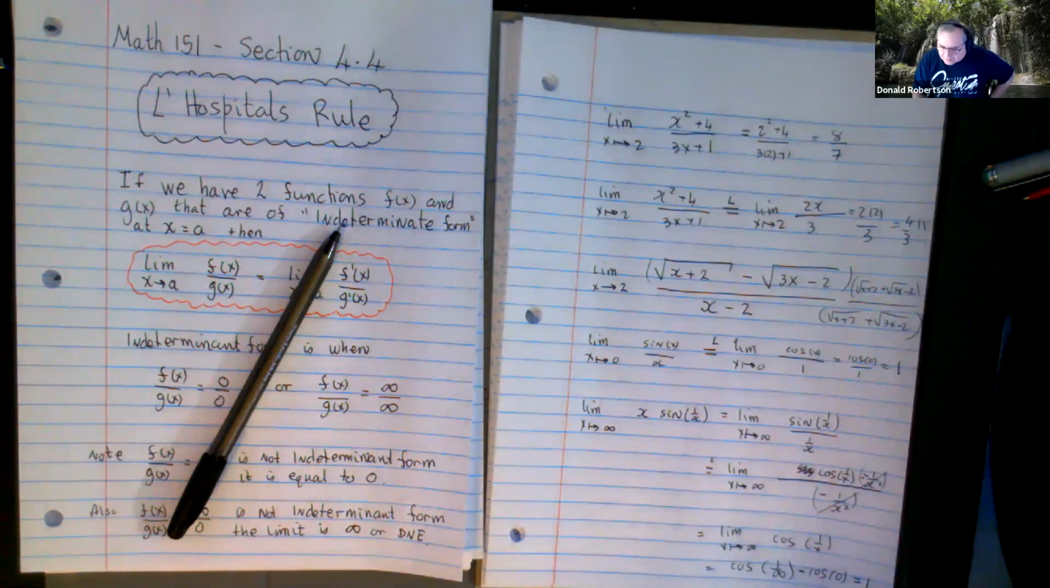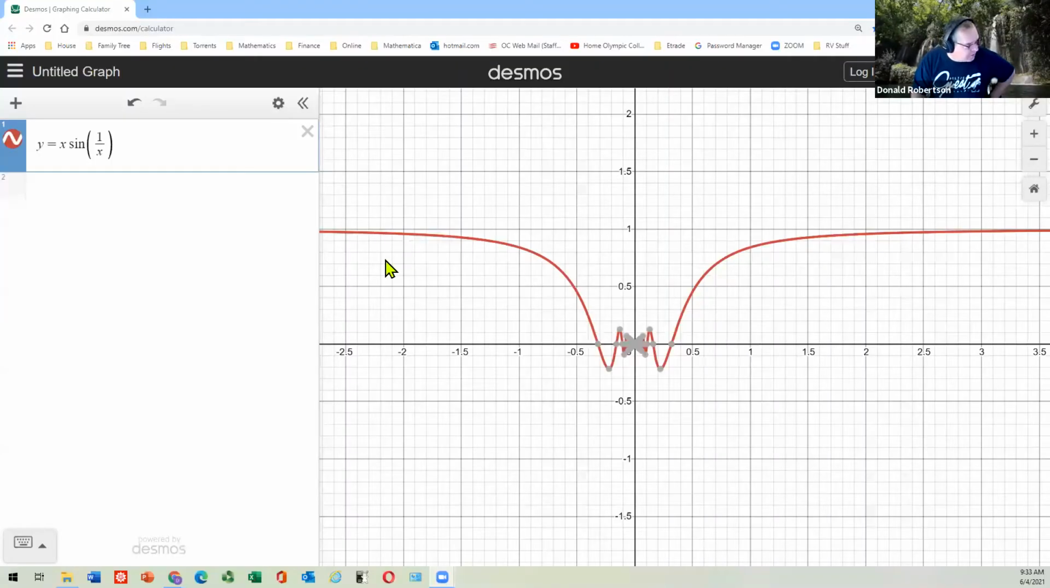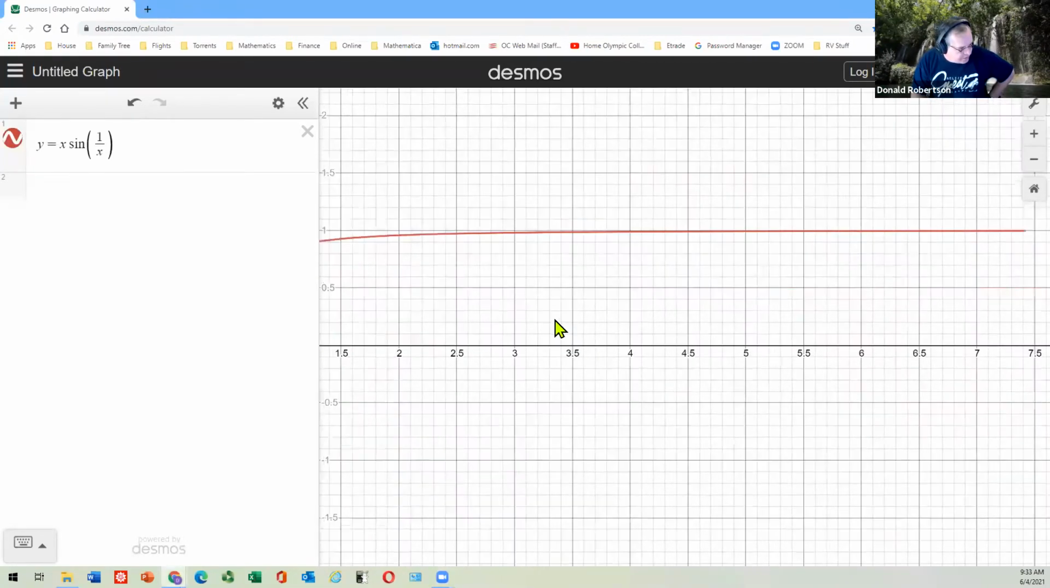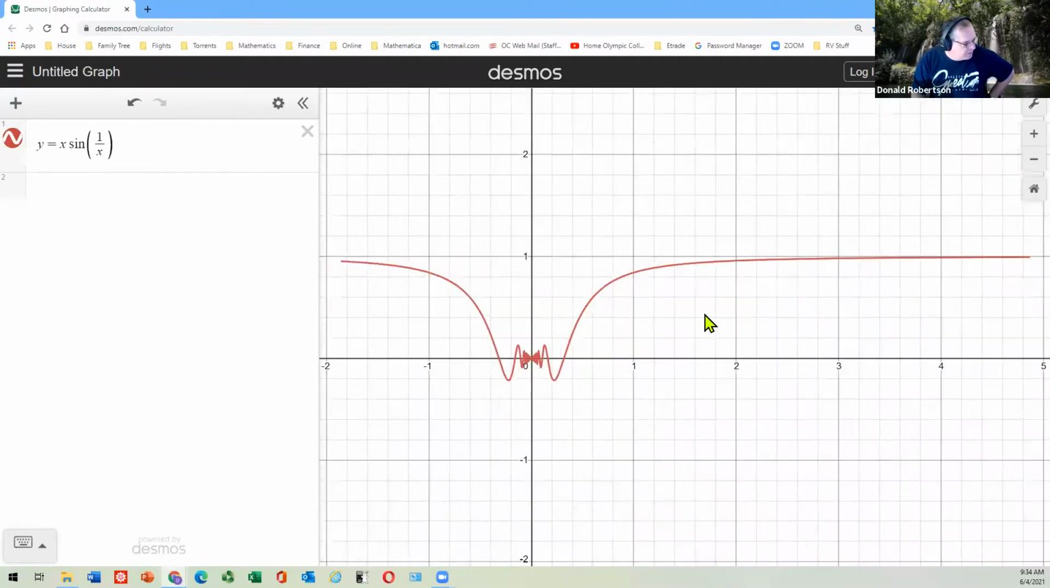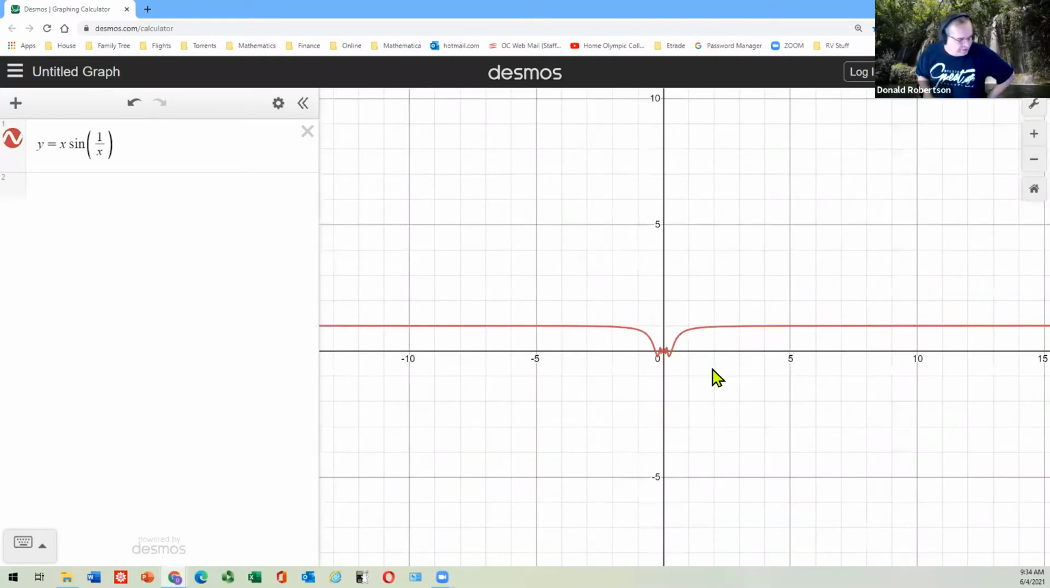Okay, I got it. It's now in WebAssign, and I'm going to prove to you that the limit of x times the sine of 1 over x is 1. Right, now here's the function. Can you see it? If I shoot along to the right here, would you agree that that is leveling off at 1? Does it help if I do it that way, maybe?